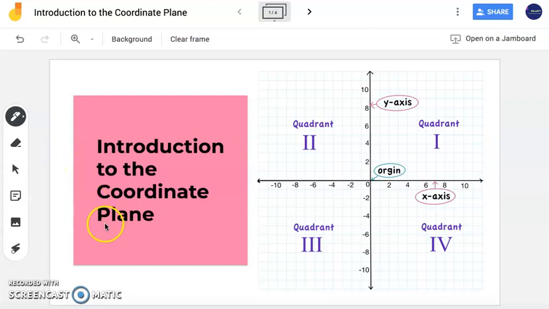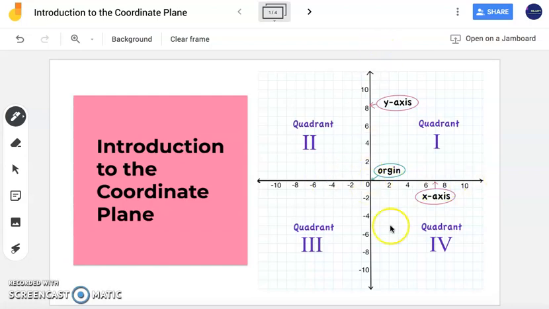Hello, today we're going to learn about the coordinate plane. This picture here represents a coordinate plane. Notice we have an x-axis here and a y-axis here. Where they meet is called the origin, known as 0, 0.